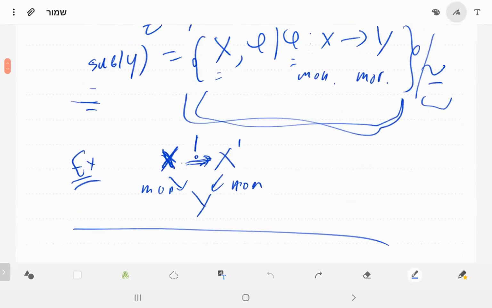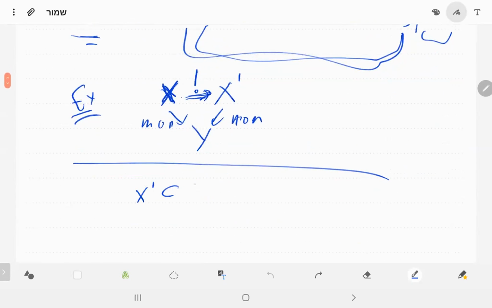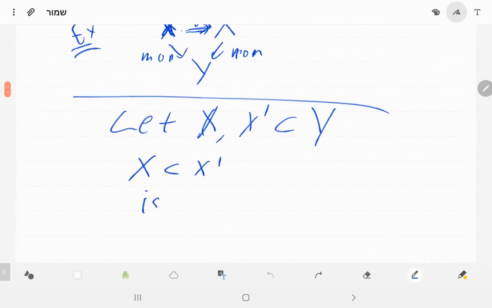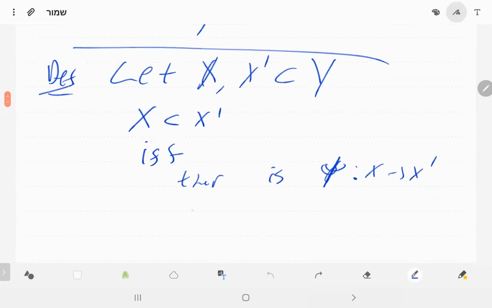We will say that x prime is a sub-object in x if... Let x and x prime be sub-objects in Y, so sub-objects in Y are just isomorphism classes of pairs of objects with a monomorphism. We say that x is smaller than x prime, or just a sub-object in x prime, if and only if, by this definition, there is a phi or psi from x to x prime in the over category.